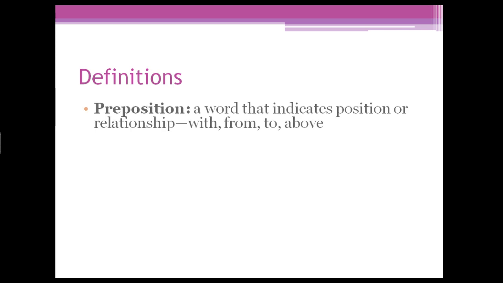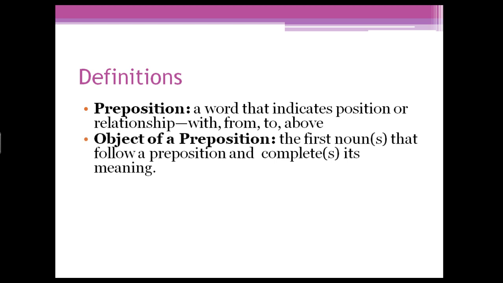First, our definition. A preposition is a word that indicates position or relationship. Examples would include with, from, to, and above. The object of a preposition is the first noun or nouns that follow a preposition and complete its meaning.